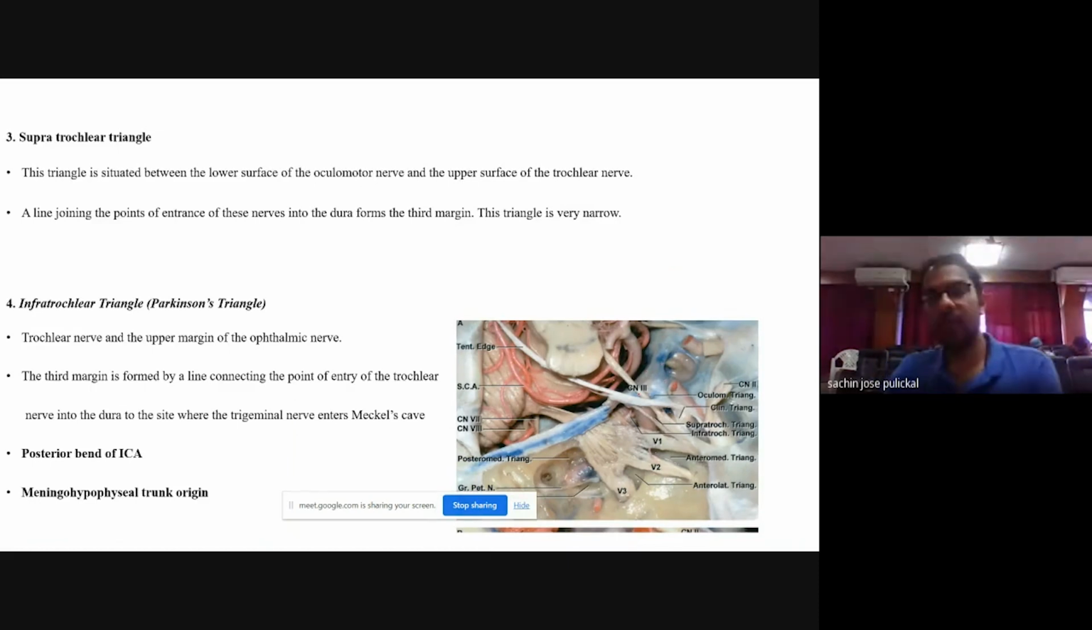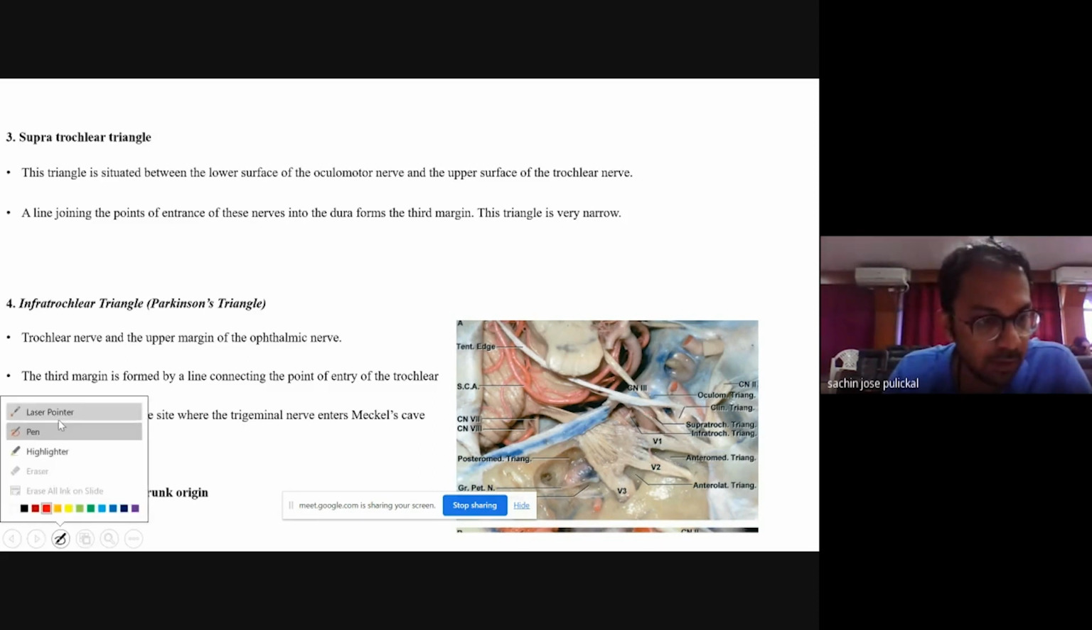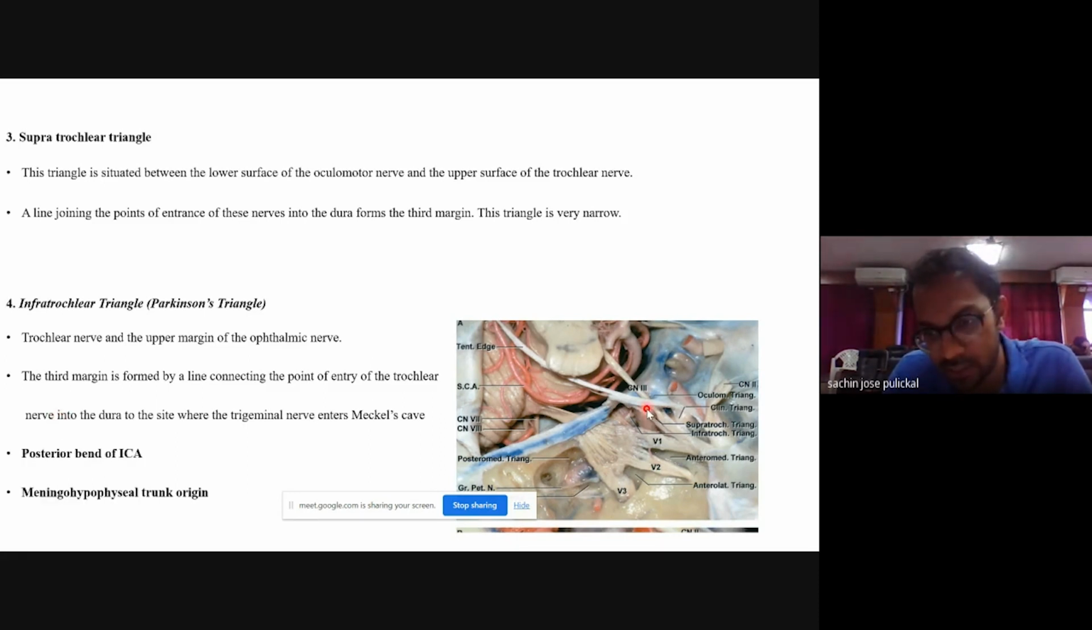So after the third nerve, you have the trochlear nerve. There are two triangles which are related to the trochlear nerve. One is supratrochlear. Let me turn on the laser pointer. So this is the supratrochlear triangle. This is the infratrochlear triangle, the triangle inferior to the 4th nerve. So here the third nerve is entering the roof, entering into the superior orbital fissure.